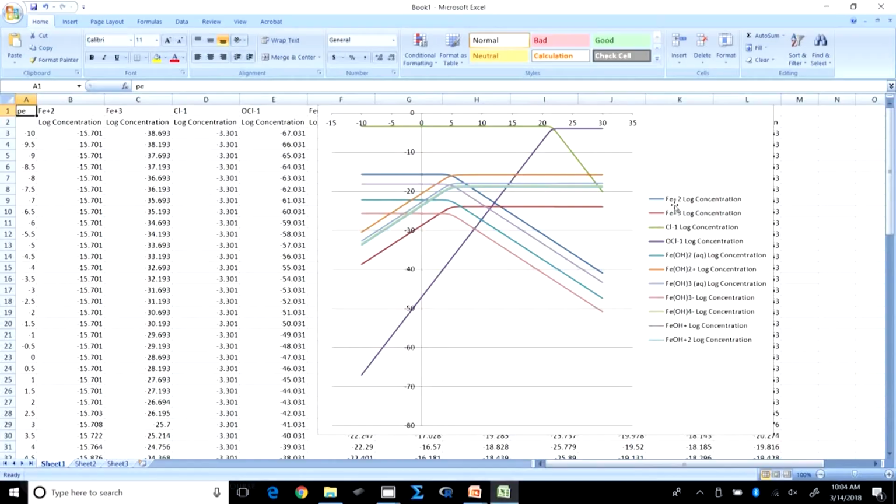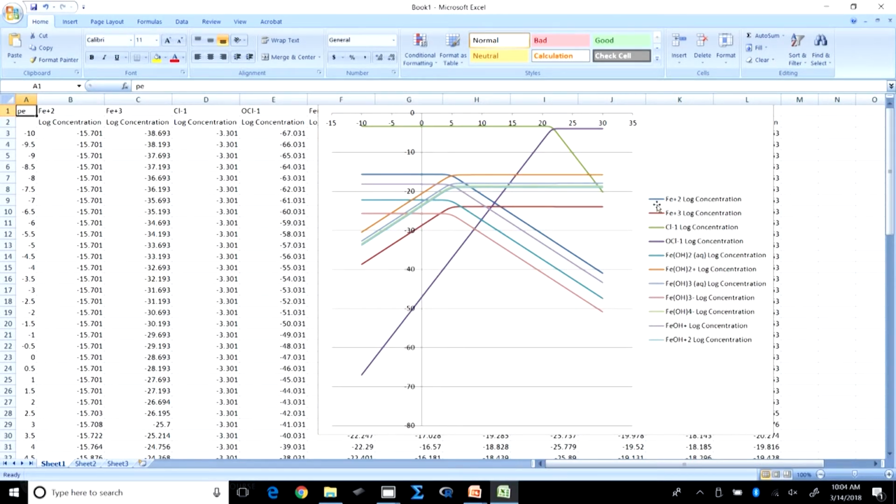At the same time, we need to look at the relevant species. Here we had Cl minus, and something needs to oxidize it to OCl minus in the real world. It's not going to go through by itself, because you need an electron acceptor, since here we are having a reduced form. So we also need to look at the Fe2 plus and Fe3 plus concentrations.